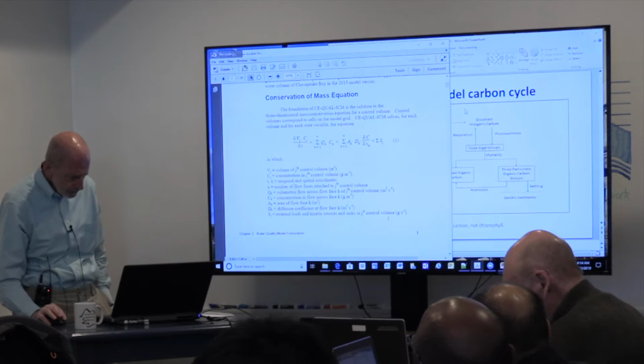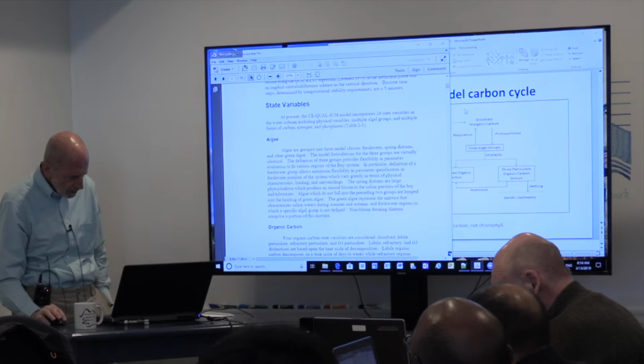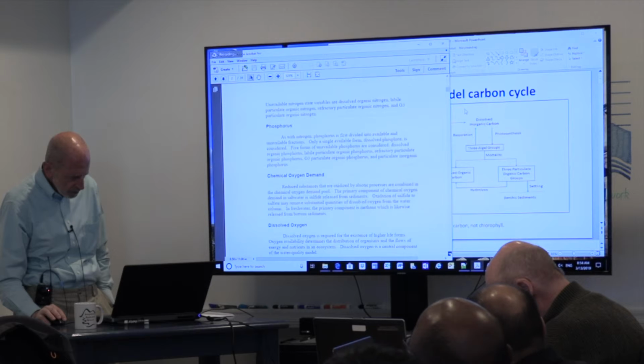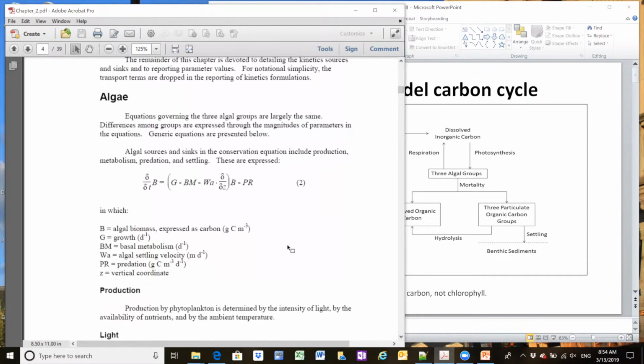So let's go down a little bit here. I pretty much explained some of the state variables. Okay, this is the equation that determines the change, the internal source and sink, of phytoplankton. So the change in B, which you can think of as algal biomass, is growth minus respiration. In this case, BM stands for basal metabolism.